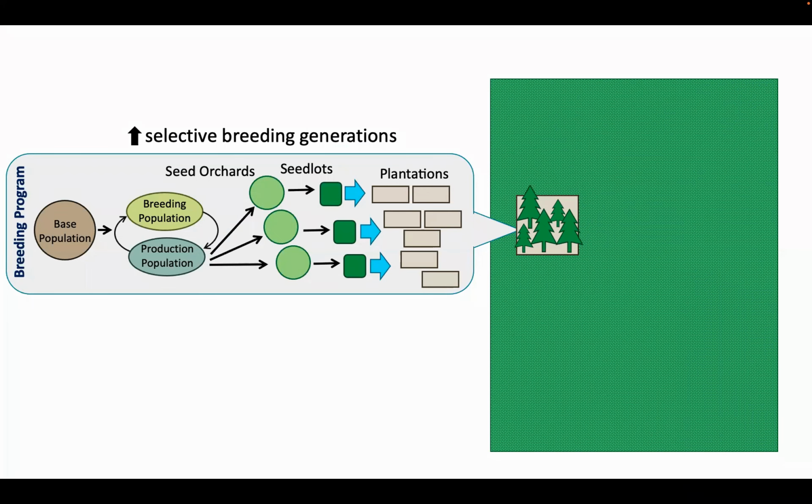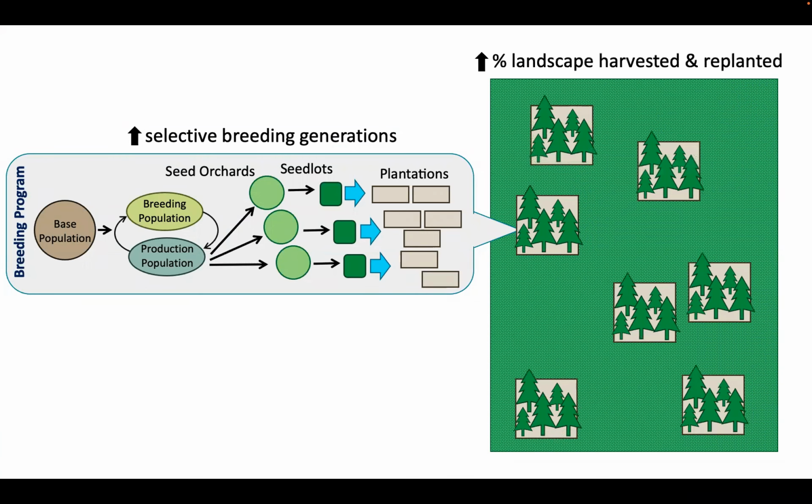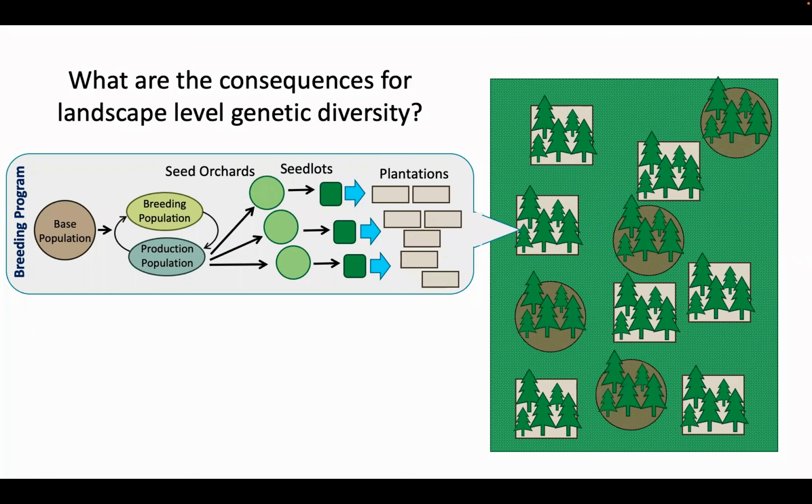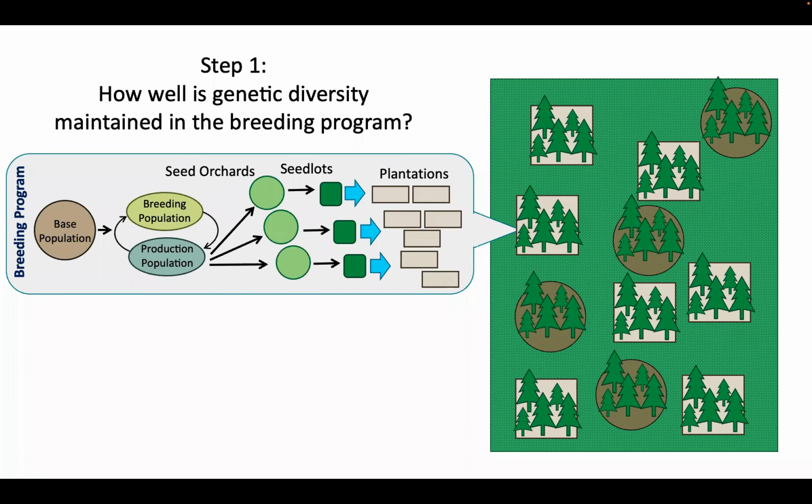So here in BC, the generations are starting to increase in the selective breeding programs at the same time that the percentage of landscape that is harvested and replanted with the selective seed is increasing. And it's important to remember that these landscapes are a mosaic of planted and natural stands. And so this has led both managers and the public alike to ask what the consequences of this forest management is for landscape level genetic diversity, especially because diversity at this scale will be incredibly important for resiliency to climate change for these forests.